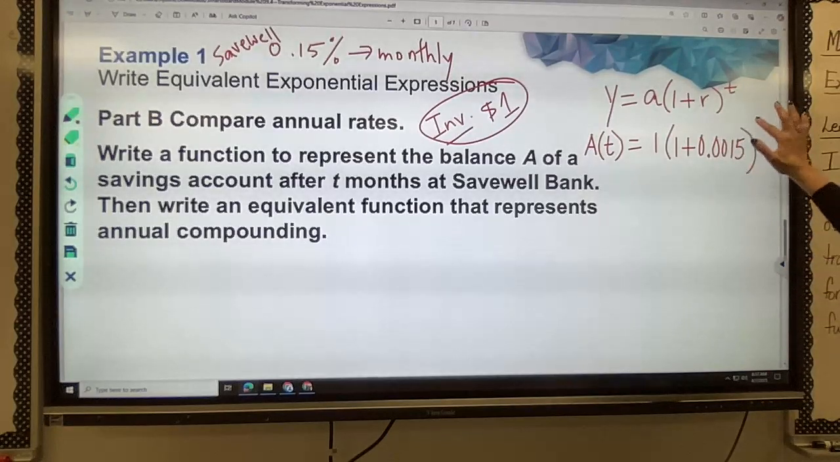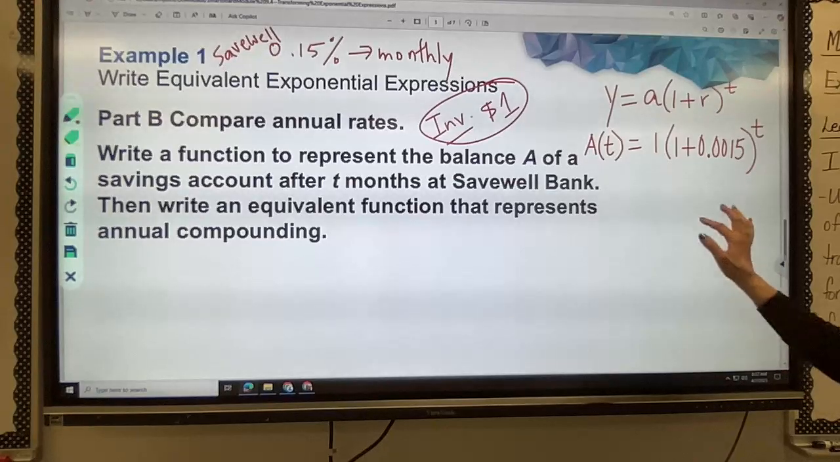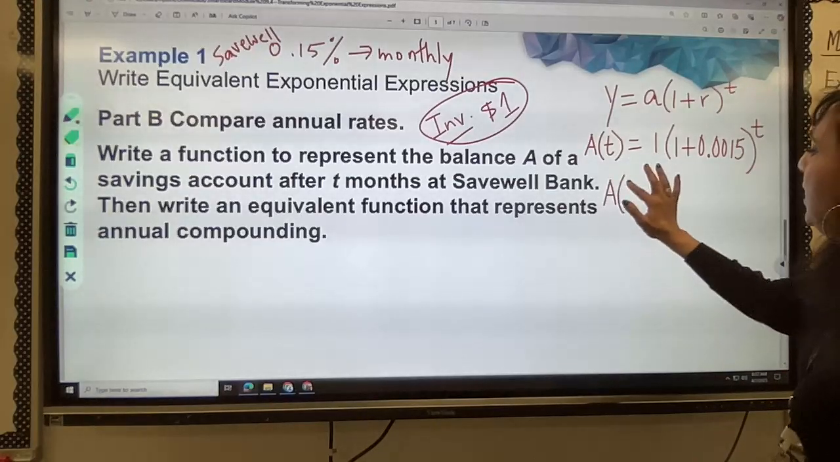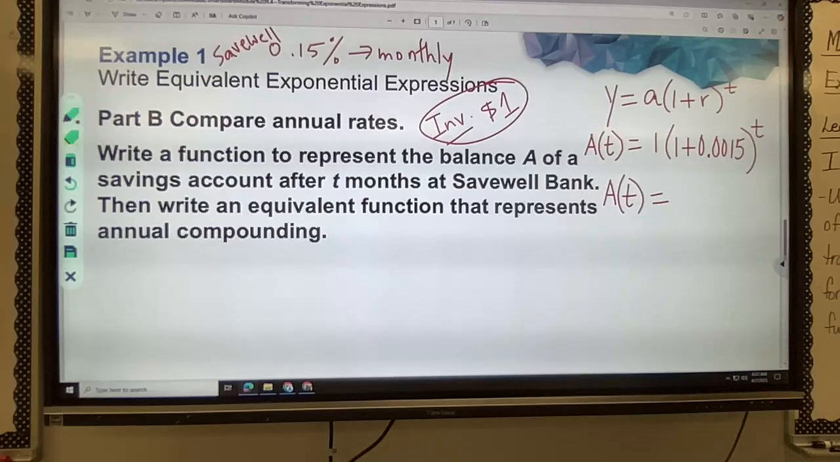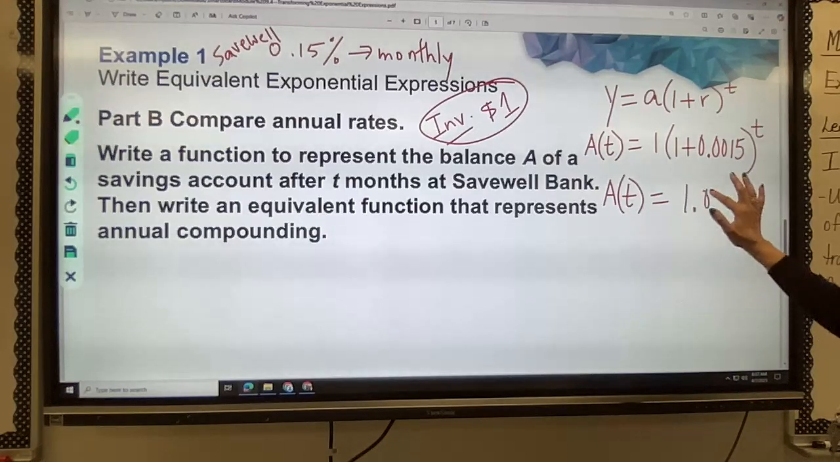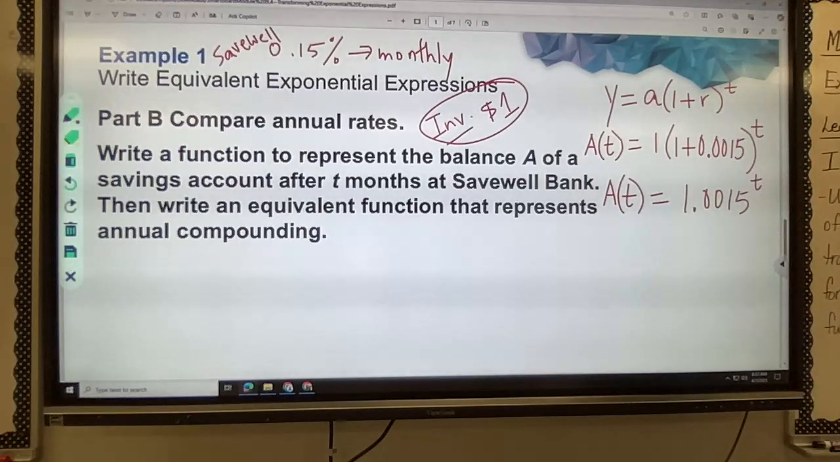and raised to the t power. Okay, and so therefore a of t is equal to 1.0015 raised to the t power. So here is my equation after I simplify it. Now, the next thing, this is representing the balance of a savings account after t months.